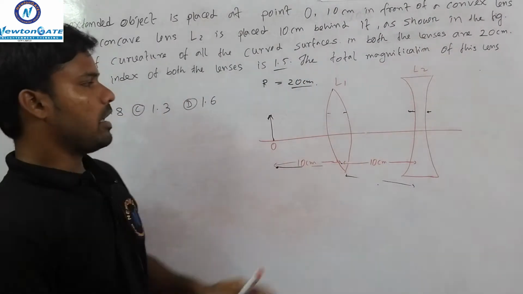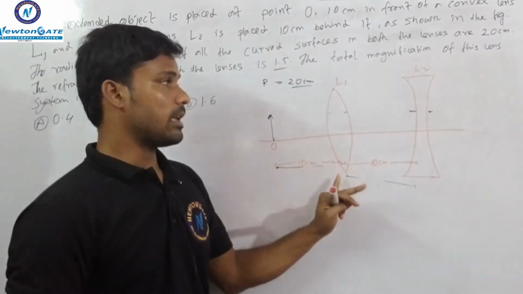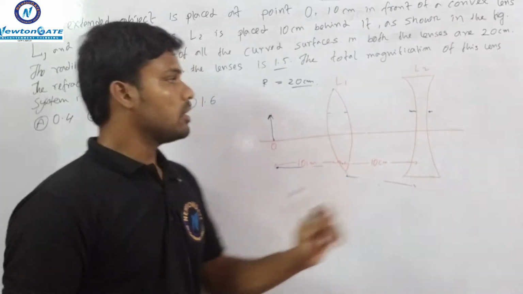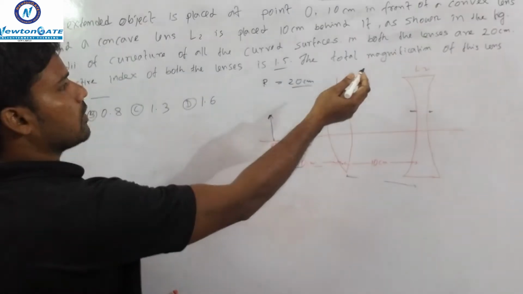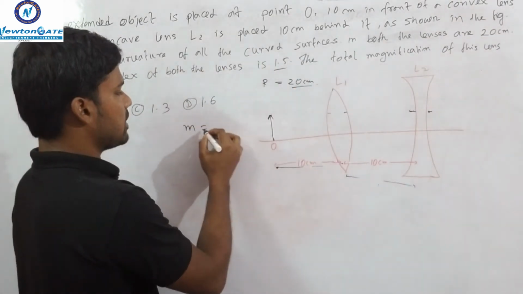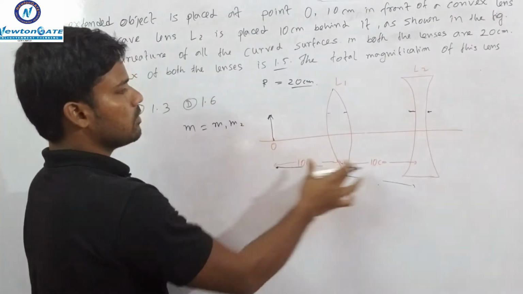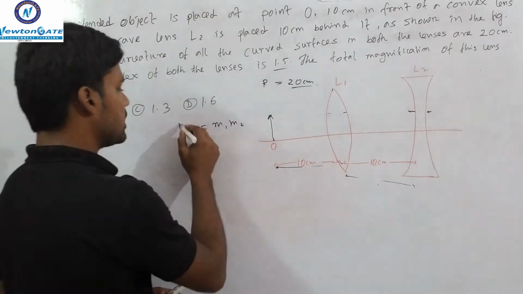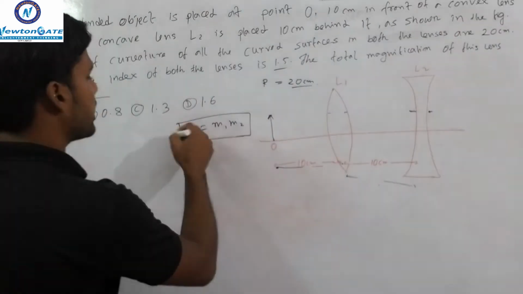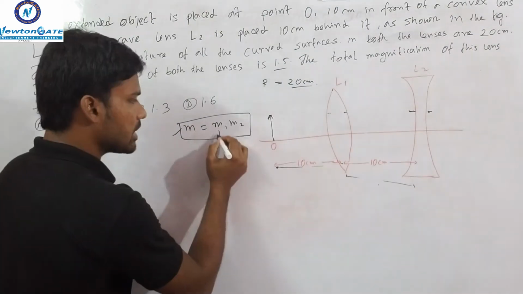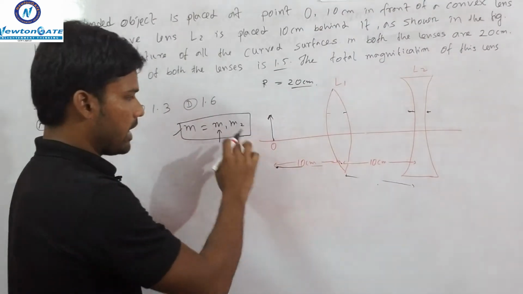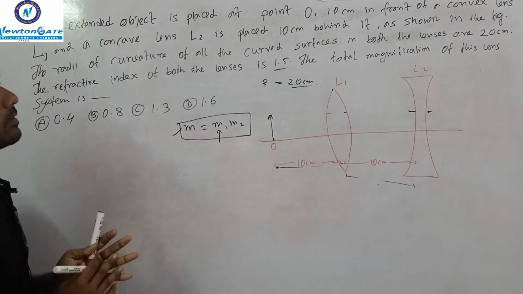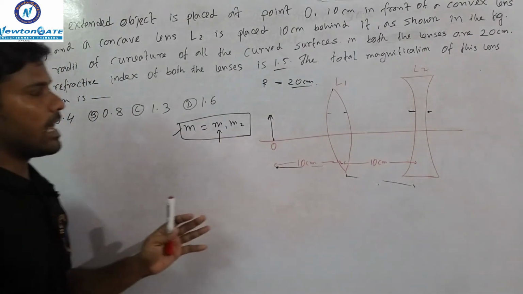So first find the magnification due to the first lens, that is L1, then find the magnification due to L2, then you can find the total magnification. The total magnification formula, as we know, for two lenses, 1 and 2, is M1 into M2. So finally you can apply this formula and get the total magnification. This magnification M1 is for lens 1 and M2 is for lens 2. So this is a very simple problem for JEE Advanced.